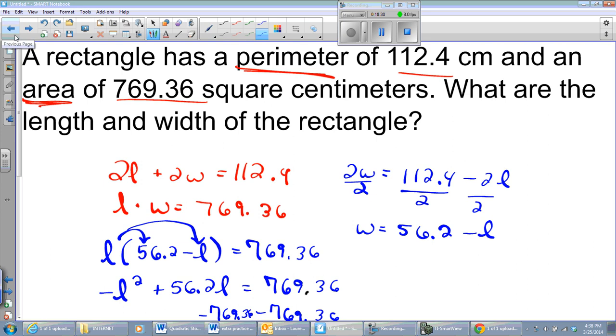So the length, and it doesn't matter which one's which, it doesn't matter what you call it. So the length equals 23 and 6/10 centimeters, and the width equals 32 and 6/10 centimeters.